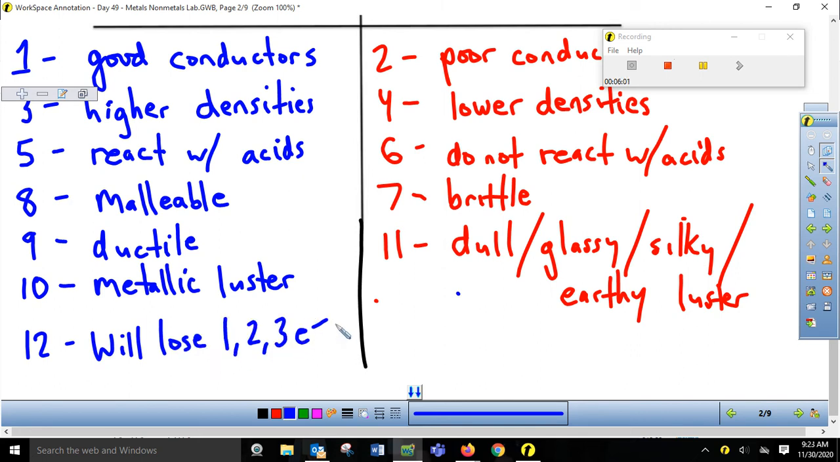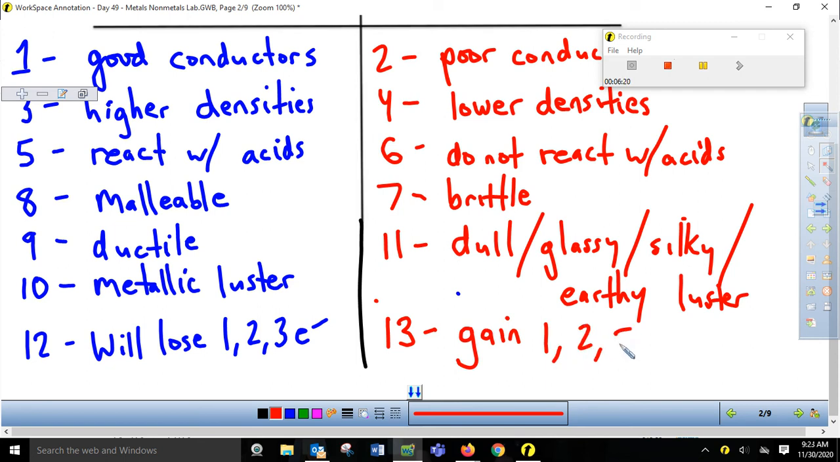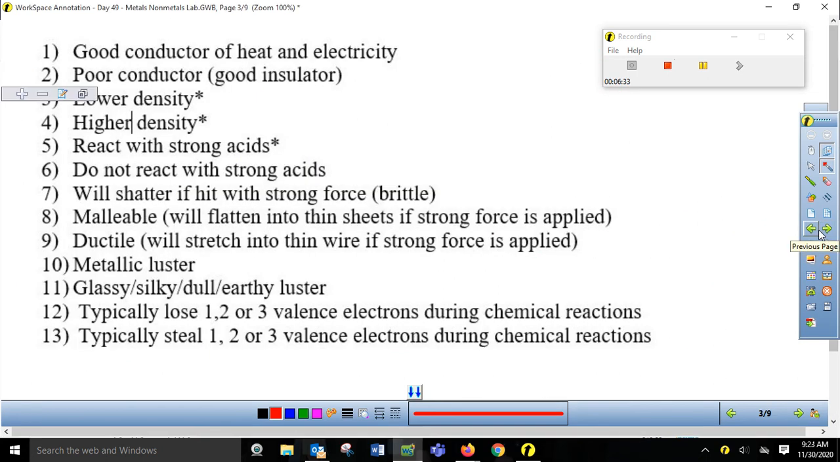So to become stable, metals tend to lose 1, 2, or 3, sometimes even 4 valence electrons. And we'll learn more about this next unit, the chemical bonding unit, as well. And we'll learn a little bit about this in this unit when we look at ionization energy. Non-metals tend to gain 1, 2, or 3 electrons to become stable. All right, so non-metals are excellent at stealing electrons, and metals are excellent at losing electrons. So those are some properties of metals and non-metals.